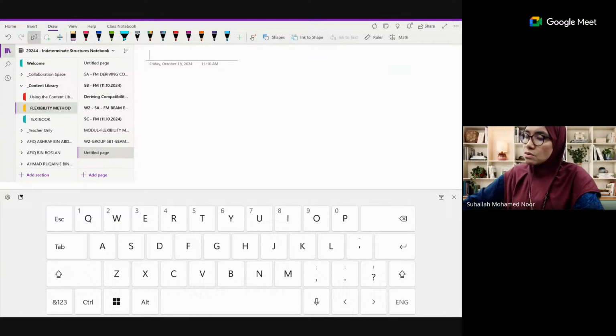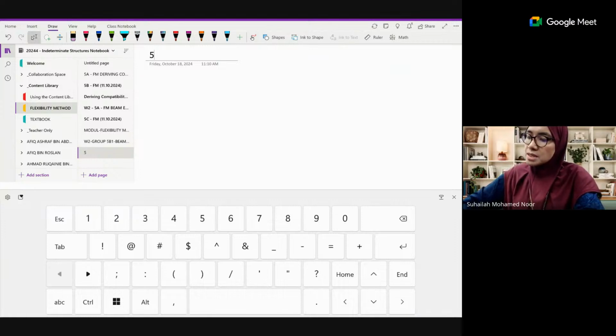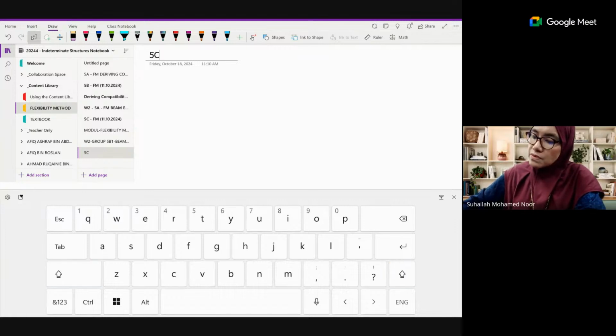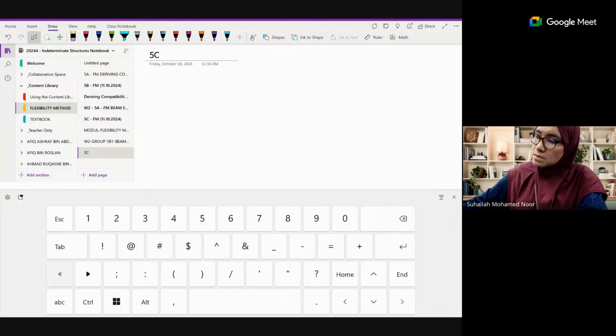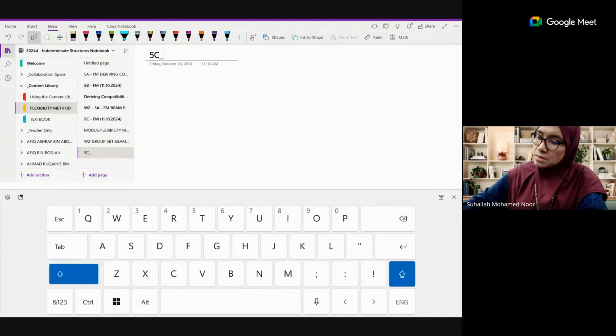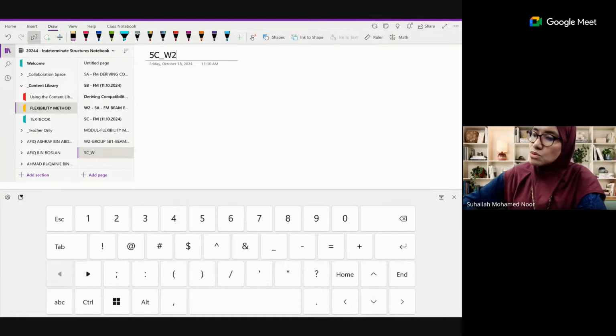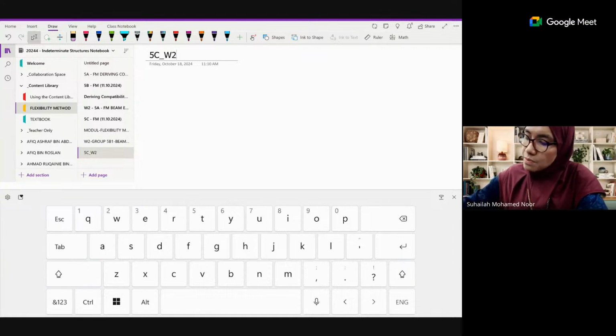Okay, you all group 5C. Today this is week 2, it is okay. Week 2. So this one is a beam.